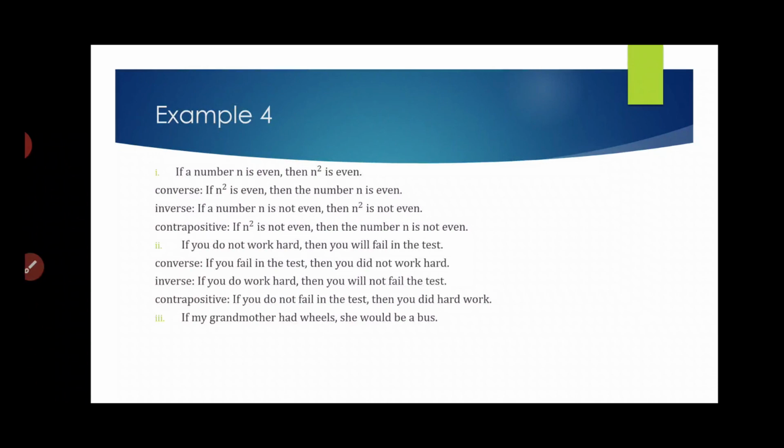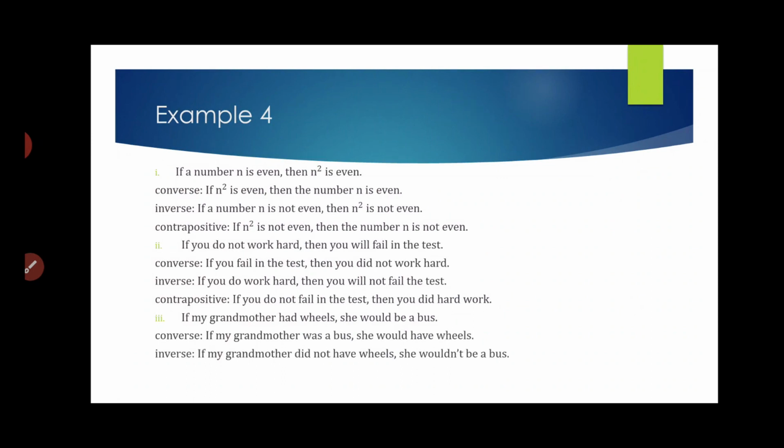Now let us write the converse part of it. So converse, if my grandmother was a bus, she would have wheels. Fair enough. Inverse, if my grandmother did not have wheels, she wouldn't be a bus. And finally the contrapositive, if my grandmother was not a bus, she wouldn't have wheels. So I hope this gives you a clear picture.